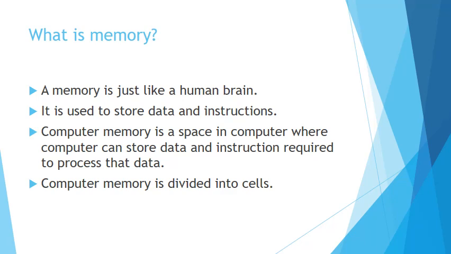Now why do we need data and information? If we want to get some result from the computer, if we want to perform any task, then we give the data to the computer and then it gives us the result and saves it in its memory so that we can see that result in future. Now computer memory is a huge memory. It is divided into parts and these parts are called cells.